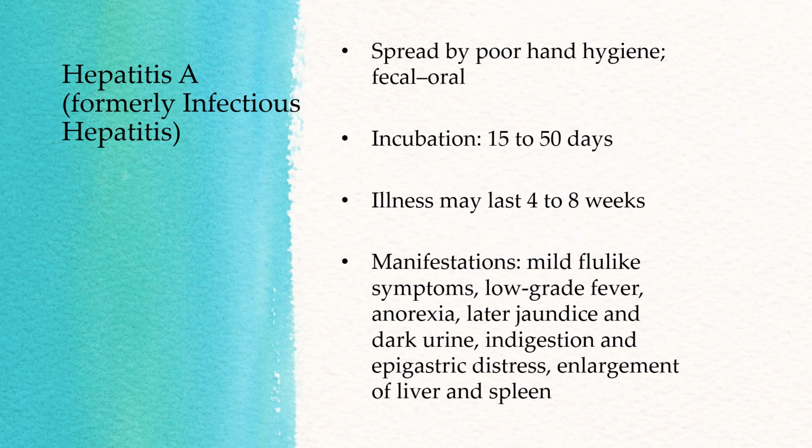Okay, this just breaks down hepatitis A, tells you again how it's transmitted. It can live in the body before seeing any symptoms 15 to 50 days, so you may not even remember where you picked it up at. Your illness may last 4 to 8 weeks, so we get those mild flu-like symptoms with that low-grade fever, we do not want to eat. Later on, we get some jaundice, dark urine, epigastric distress, and that liver and spleen maybe start becoming enlarged.